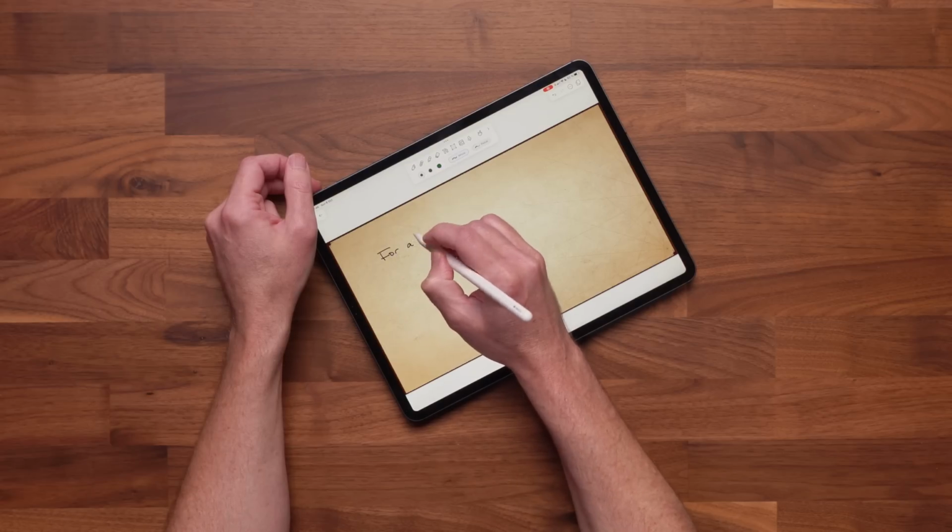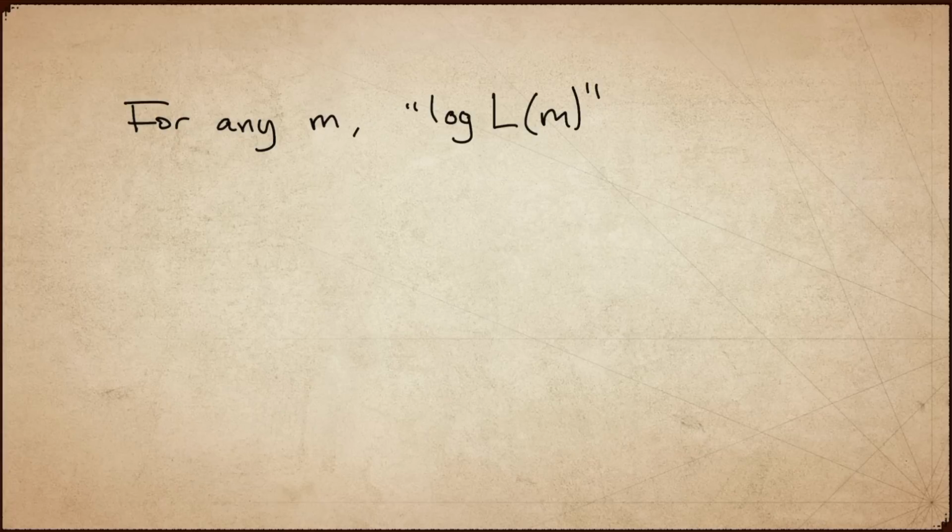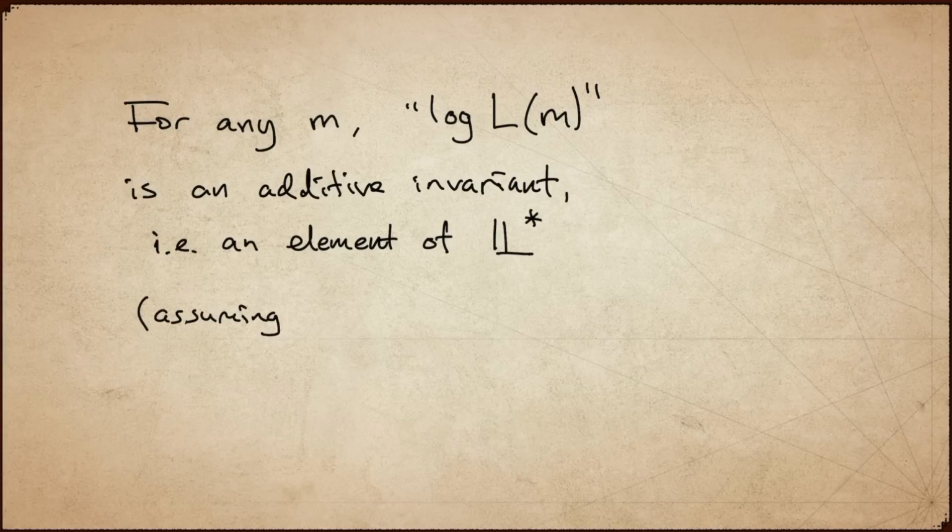A few remarks. First, we can think of any special value as an invariant of L functions. Like the value at 2 is a number that you can compute from any L function. If we instead take log of the special value, we get an invariant that is additive. So for any m, log of L of m is an additive invariant, so it's an element of L star. At least this works when the value is positive, so that log is well defined.